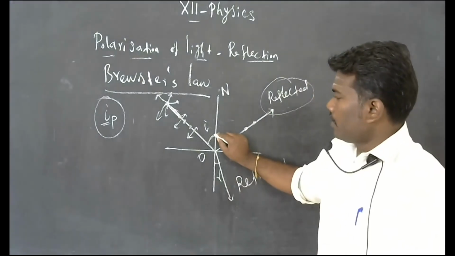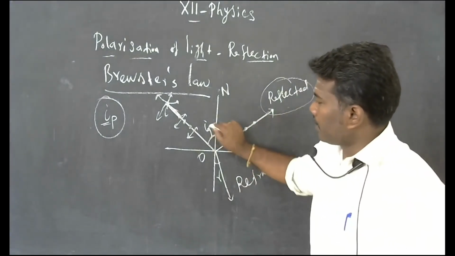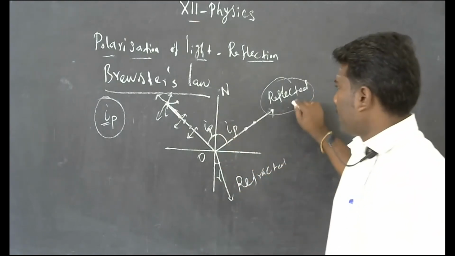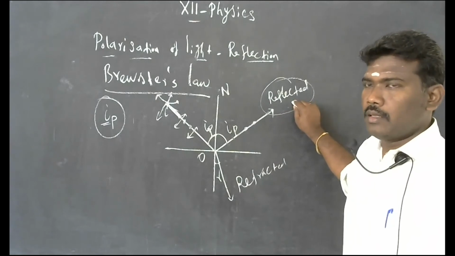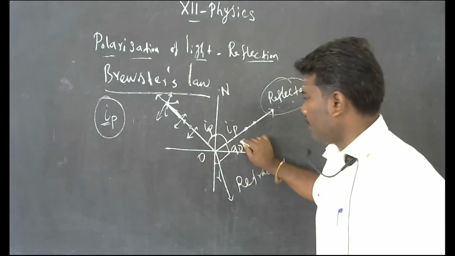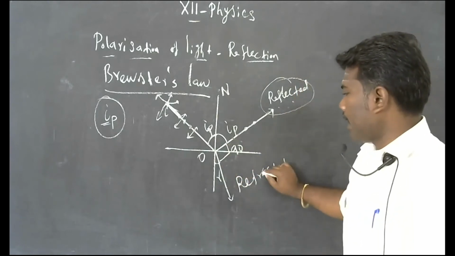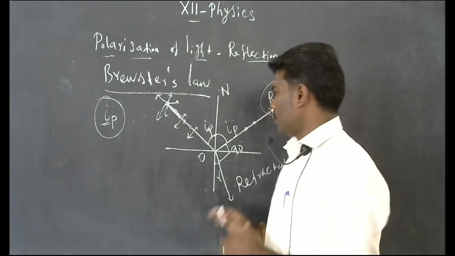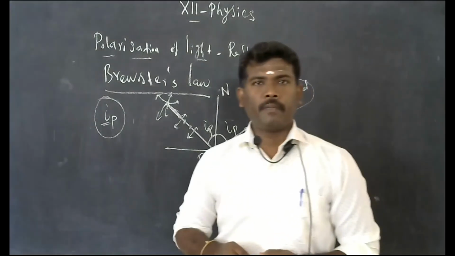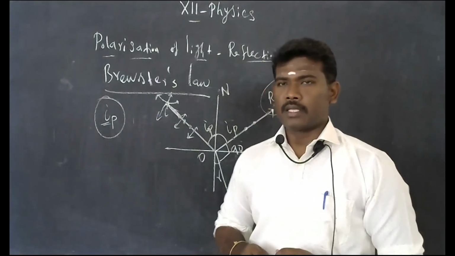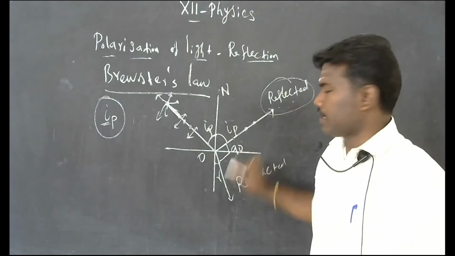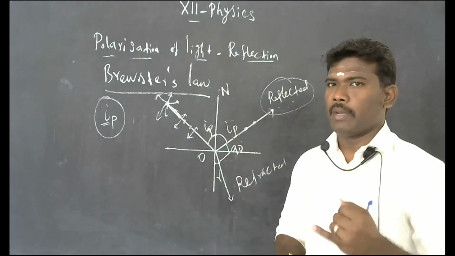Now, if the reflected ray is completely polarized, we can mention this angle as IB. This is also IB. If the reflected ray is completely polarized, the angle between the reflected ray and the refracted ray is 90 degrees. So you know that concept. Sometimes they ask it as a 1-mark question, because in the old syllabus, most of the time they asked a 1-mark question related to this diagram. What is the angle between the reflected and refracted ray? That is 90 degrees, if the light ray is completely polarized.